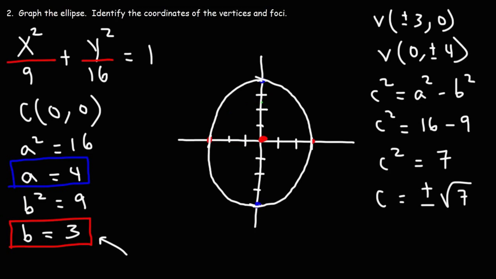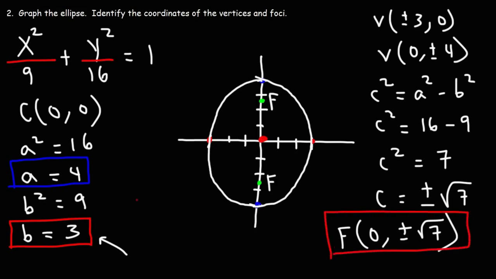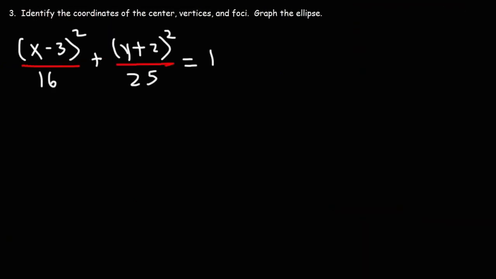So the coordinates of the foci will be in this region. It's in the same direction as plus or minus a, which is along the y-axis. Now the coordinates of the foci in this problem are going to be 0, comma, plus or minus c, or 0, comma, plus or minus the square root of 7. So that's how you can find the coordinates of the foci, as well as the coordinates of the vertices.